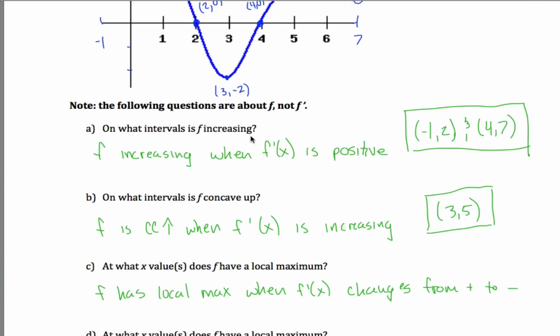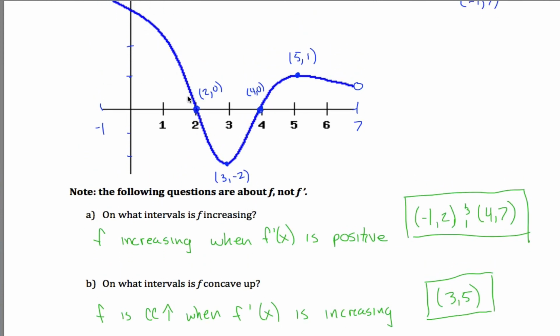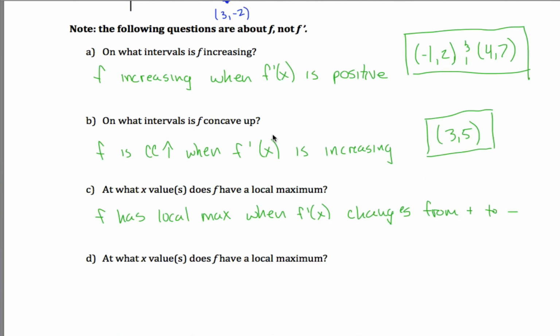So let's see where that happens on our graph. We want the derivative to change from positive to negative. Well, the derivative is positive out here, and then it's negative throughout here. It looks like at an x value of 2, the function's derivative changes from positive to negative, so we got a local maximum there. At what x value does f have a local maximum? God, I did a horrible job creating this.